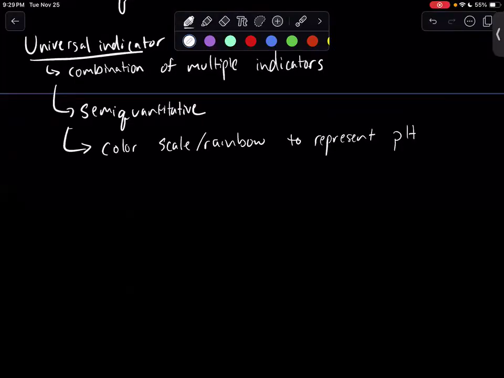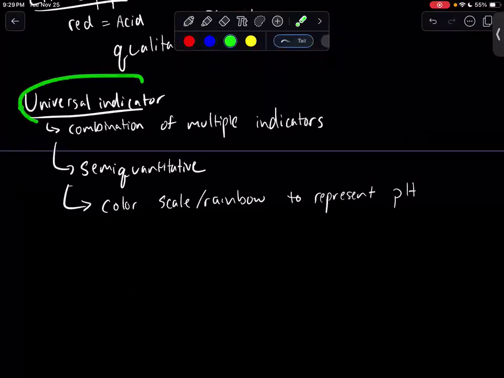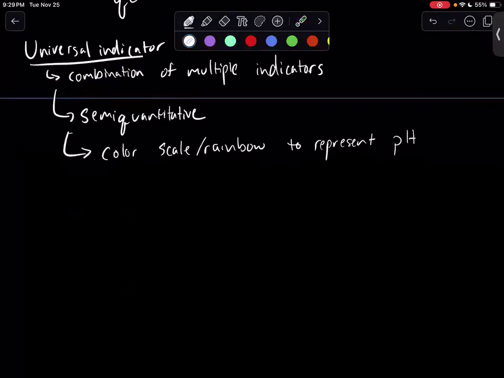There are many other indicators that are similar to universal indicator, where they change under certain ranges, so they can help you identify what pH something is around. But usually universal indicator is one of the best for just a semi-quantitative measurement. It's about a pH of 3 or 3.5. All right, so that's indicators.